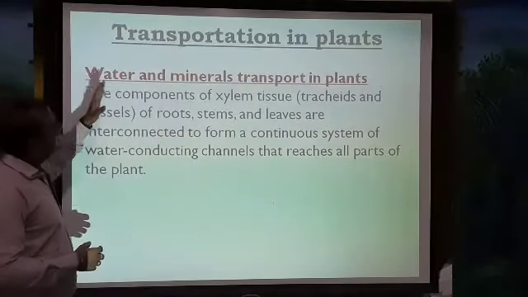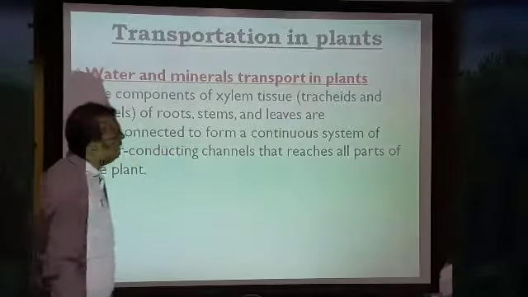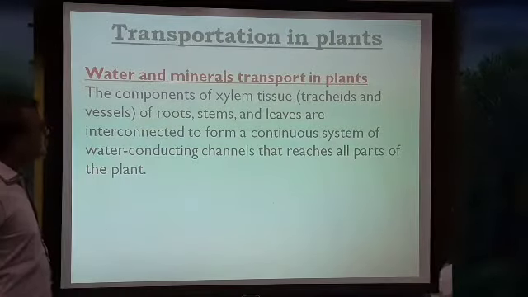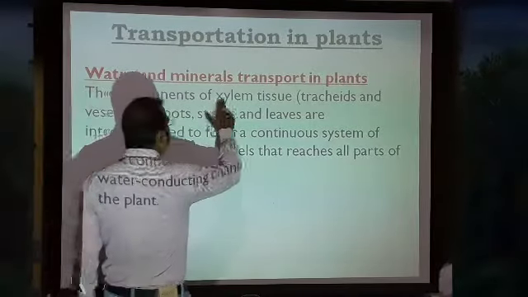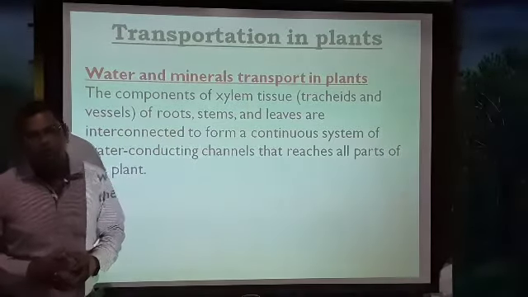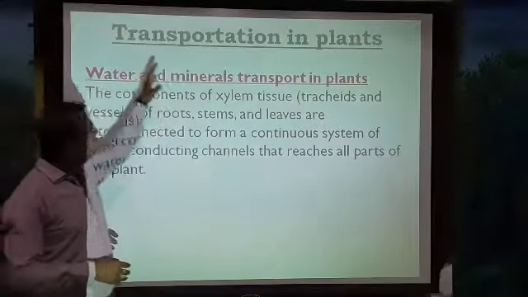Then how does water and minerals transport take place in plants? How is it transported? This is a very important tissue called the xylem tissue. The xylem tissue plays a very important role in plants for the transportation of water and minerals.